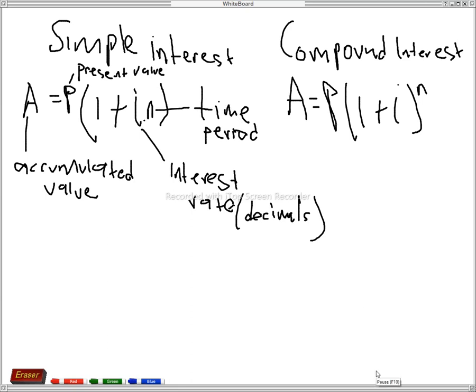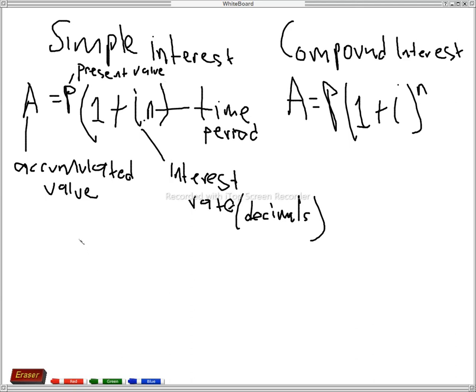So if you understand the formula and which letter represents what: A is for accumulated value, P is for the present value. The 1 here is just one, don't be confused. Then we have I, the interest rate that we need in decimals, and N, the time period.